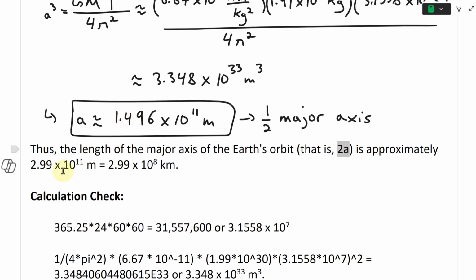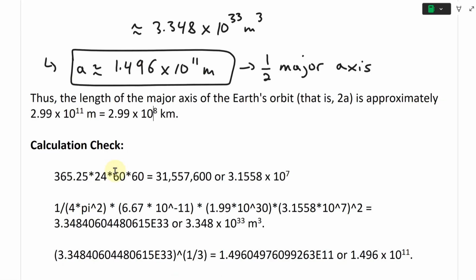multiply everything by 2, times 10 to the power of 11 meters, which is equal to 2.99 times 10 to the power of 8 kilometers. Again, we divide by 1,000, since there are 1,000 meters in a kilometer. In other words, dividing by 3 zeros, so we get 8 instead of 11.